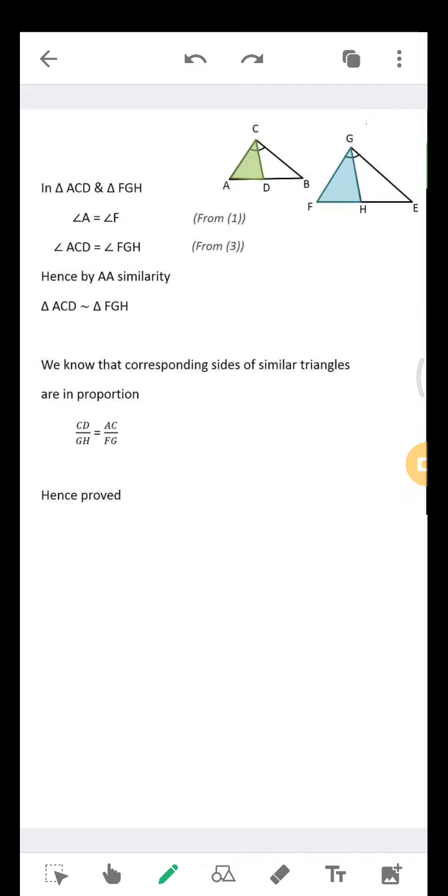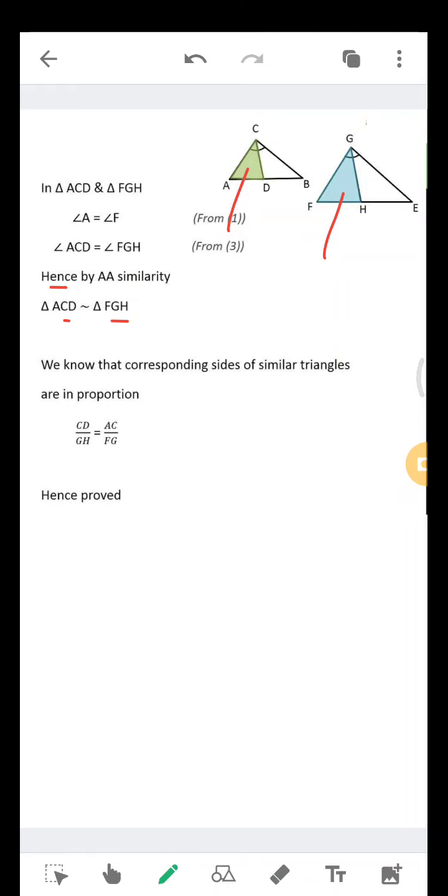Once the triangles become similar, we can write the corresponding sides. So let's write the corresponding sides of these two triangles. So CD by GH. We'll just write the sides which we need. CD by GH is equal to AC by, the first two letters, by FG. So CD by GH is equal to AC by FG. Hence it is proved.